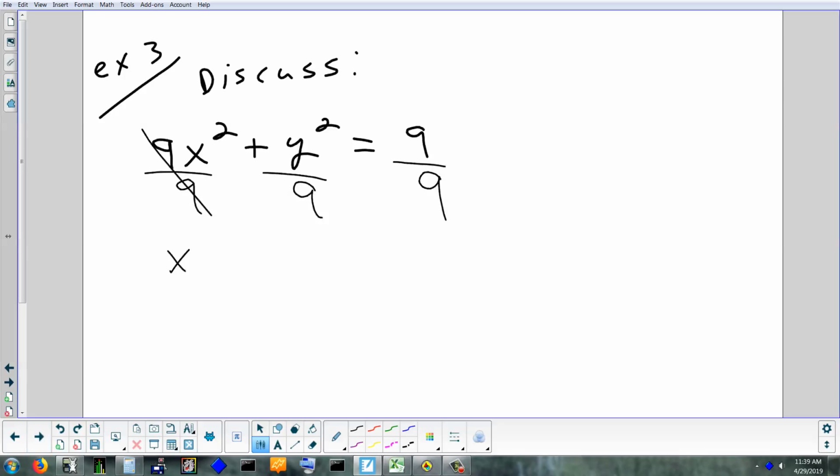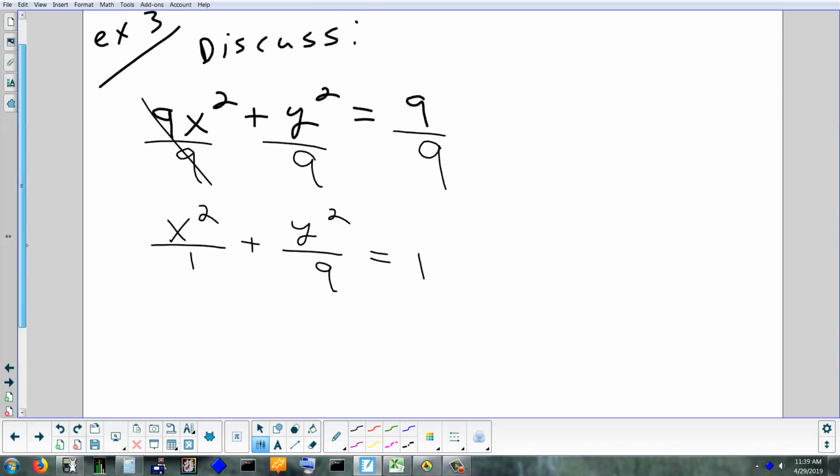9. So now you don't have any denominator for x squared, so you've got to put something there, right? We'll just make it a 1. We're going to have y squared over 9 equals 1. Now you're ready to discuss it. So just a quick change, now it's good.